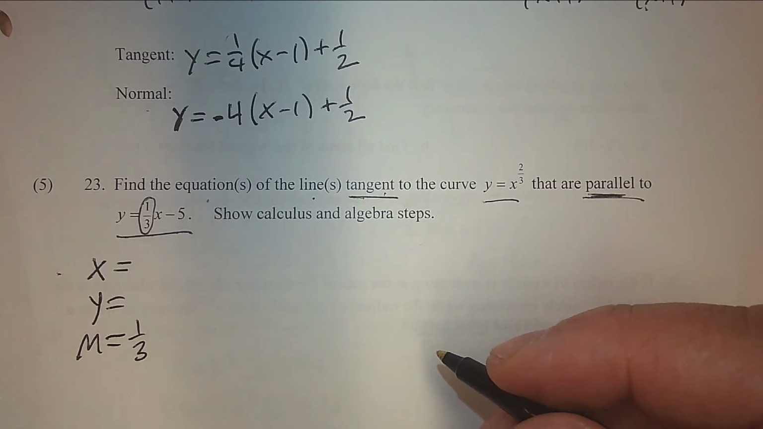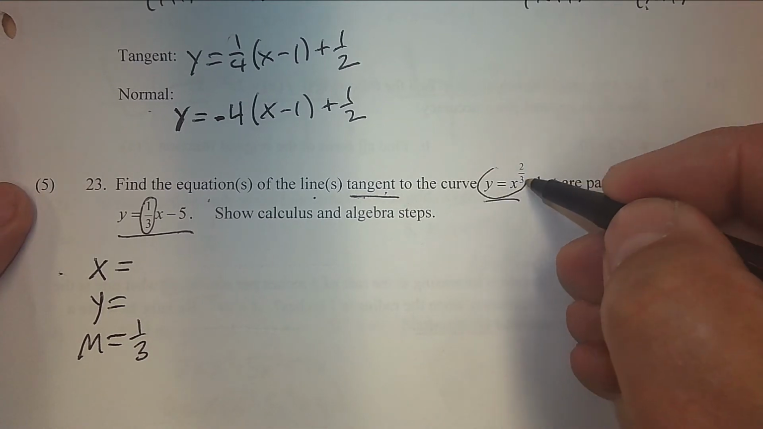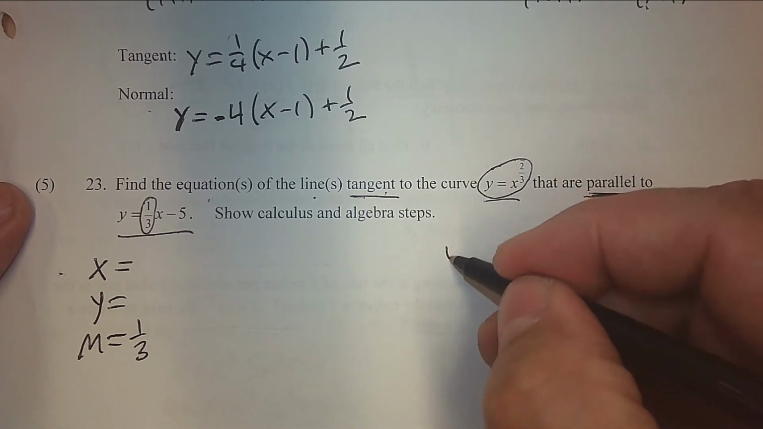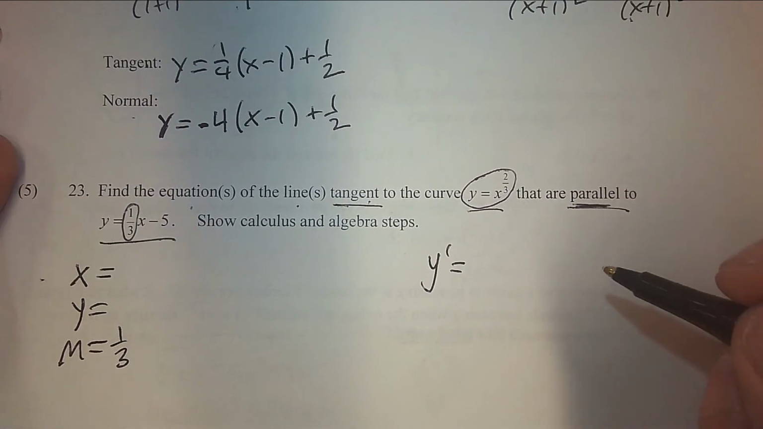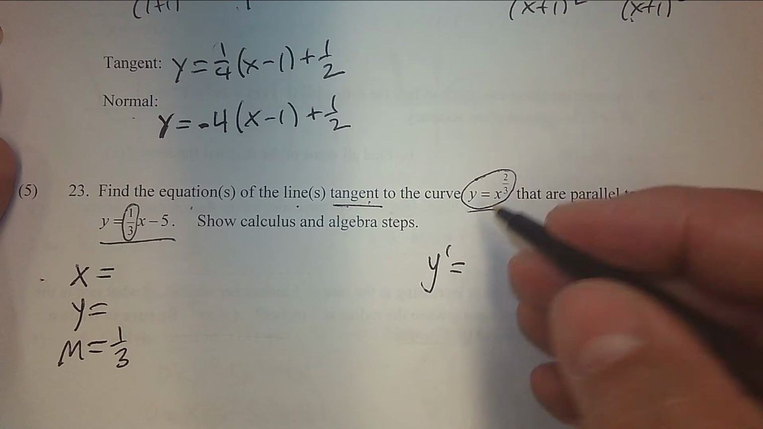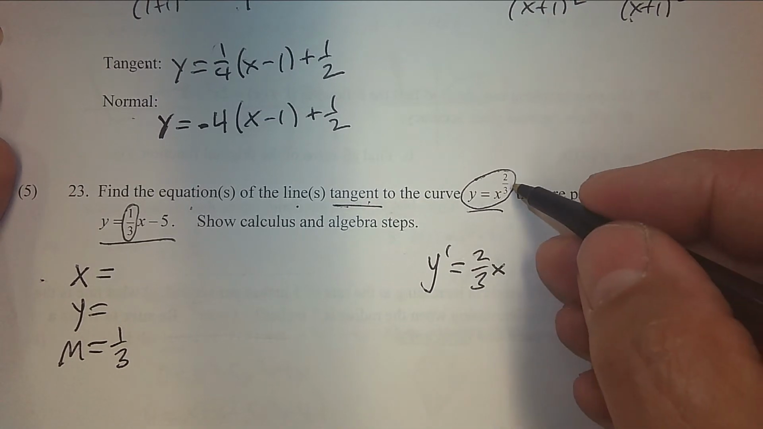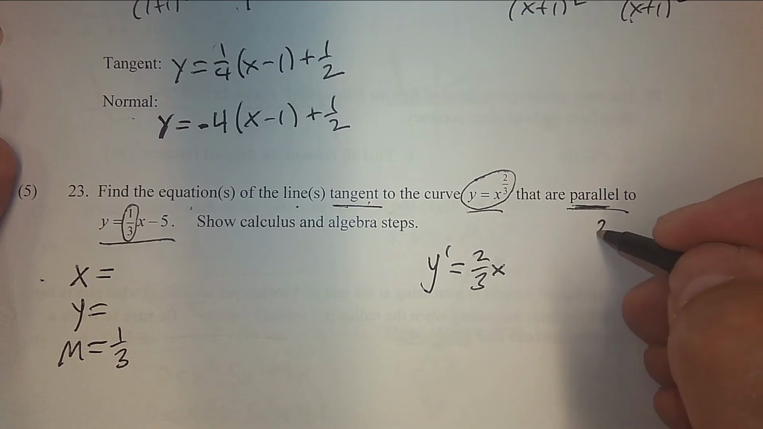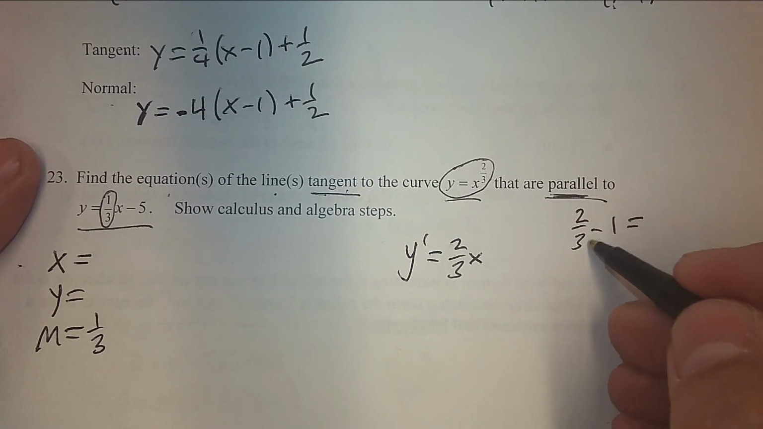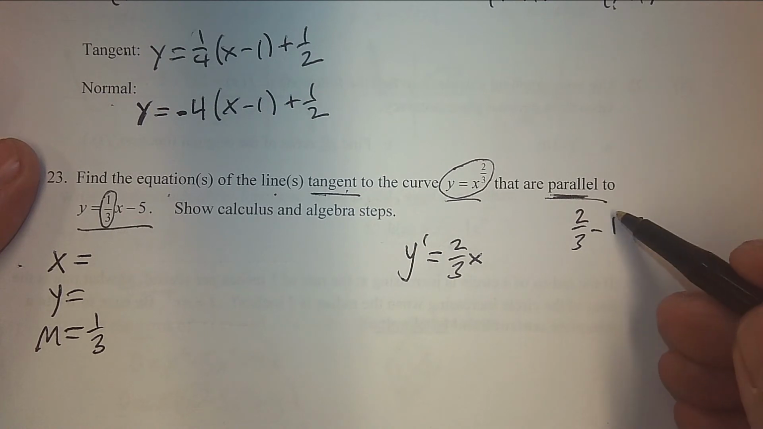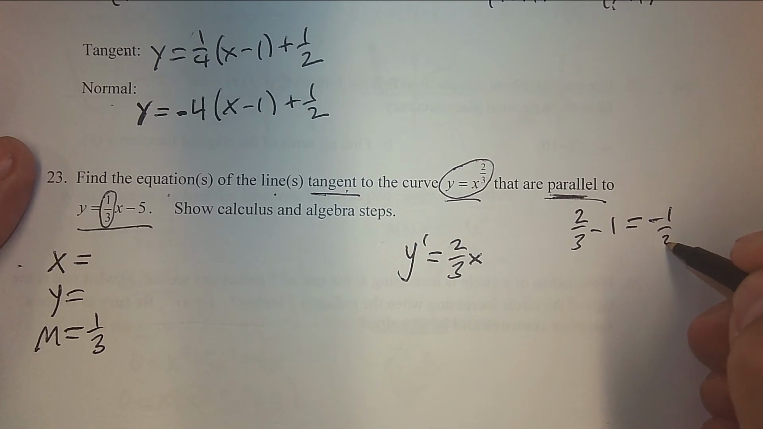Well, tangent line means derivative. And if it's the derivative, I start there. What's the derivative of that? X to the 2/3. Use the power rule. 2/3 times 1 is 2/3. Subtract 1. Can you go 2/3 subtract 1? Think the denominator. The denominator is 3. So 1 becomes 3/3. So 2 take away 3 is -1/3.